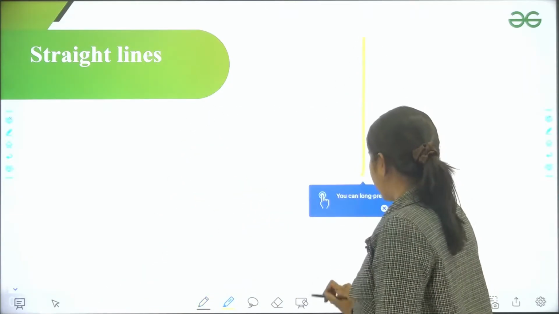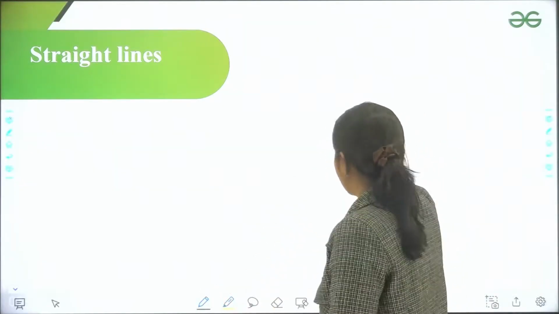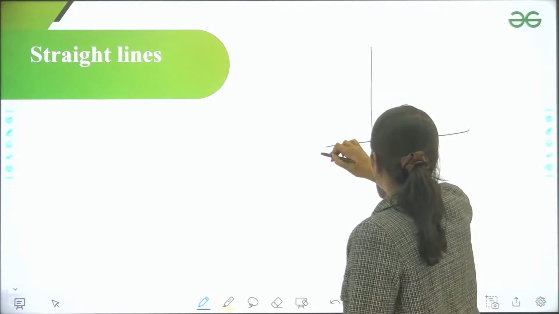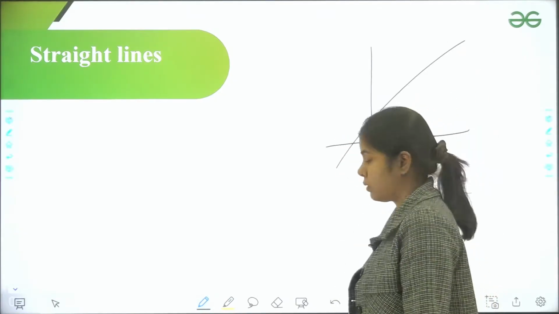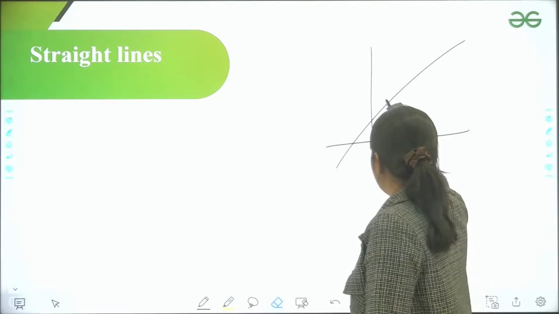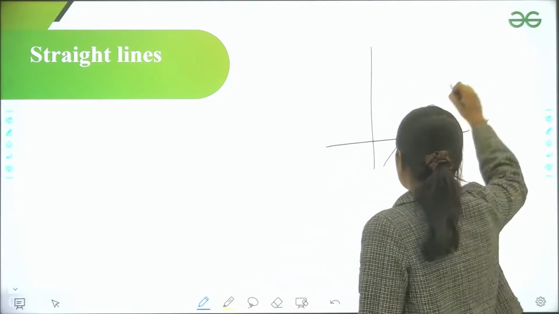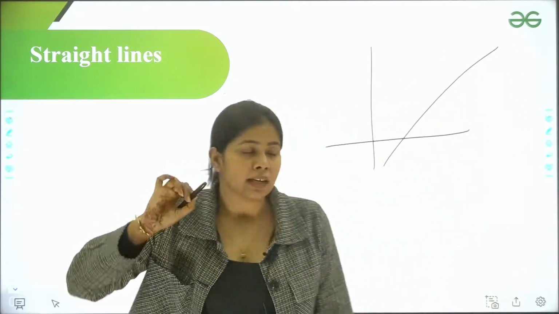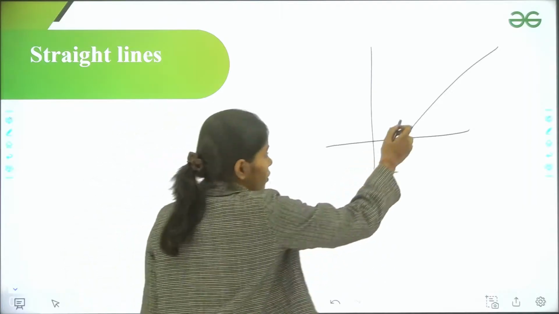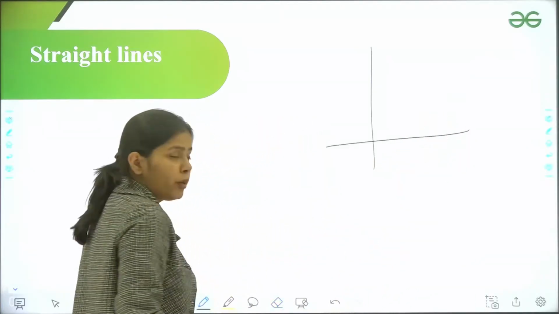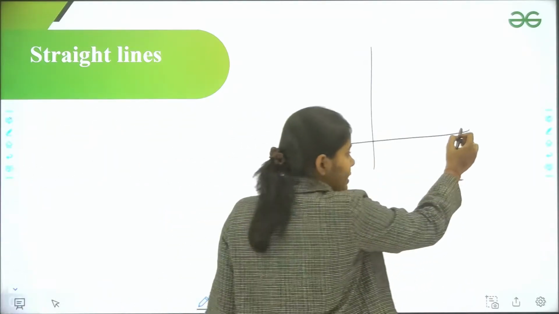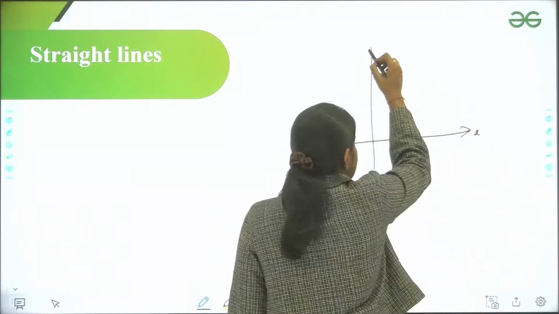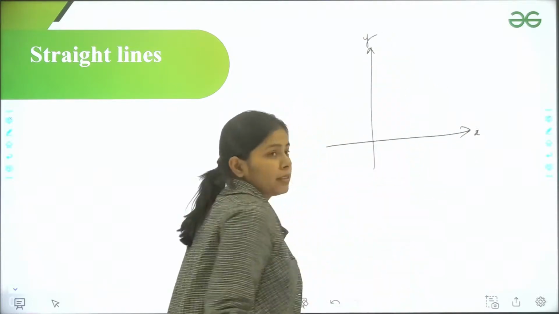Okay, straight line. If I talk about any straight line, let's suppose this is my straight line, right? This is a straight line. First, let's talk about a 2D plane. So this is a 2D plane, right? This is my x-axis and this is my y-axis. This is my 2D plane.